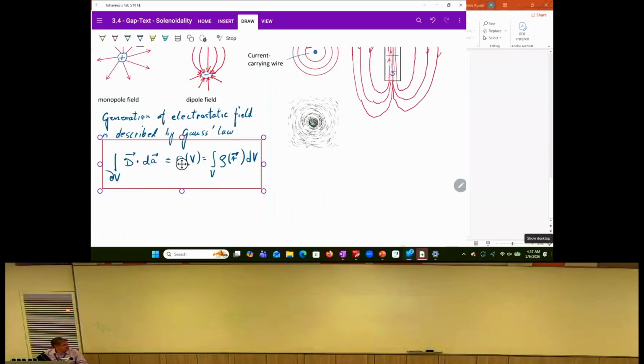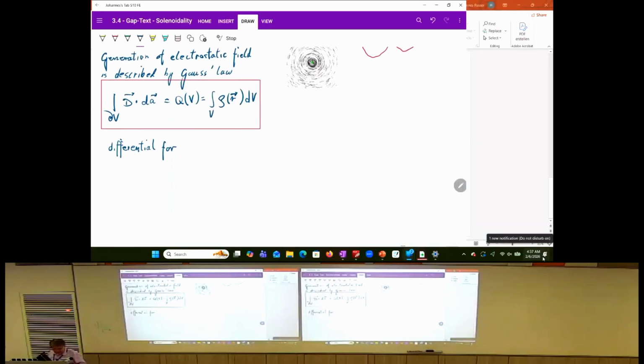We had it as a divergence of the D field is given by the space charge density at that particular position. Or you can also write that as divergence of epsilon times E. And actually, this is the first Maxwell equation.